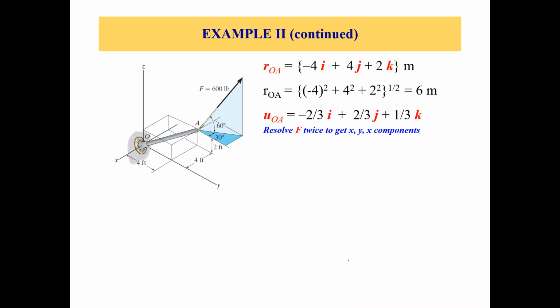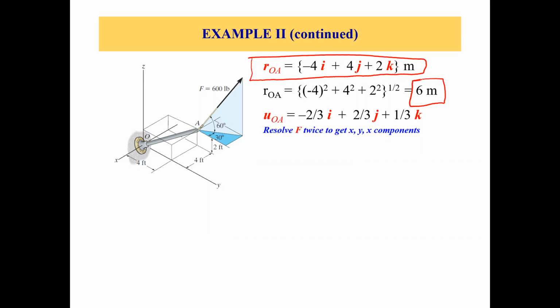XA minus XO plus YA minus YO plus ZA minus ZO, right? According to the given geometry. Okay, so we'll get this ROA, which is negative 4i plus 4j plus 2k meters. Now we have the position vector, so we can find the magnitude of the position vector: square root of x squared plus y squared plus z squared. This will give you 6 meters as the magnitude of the position vector.